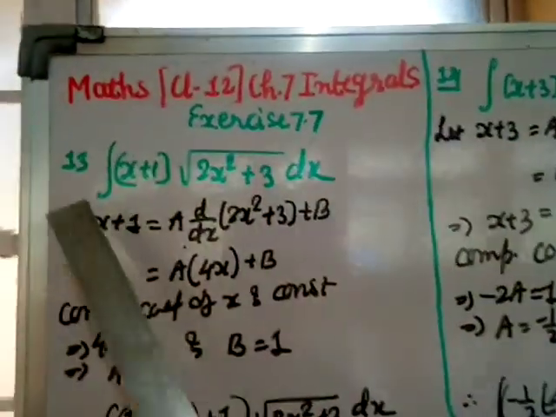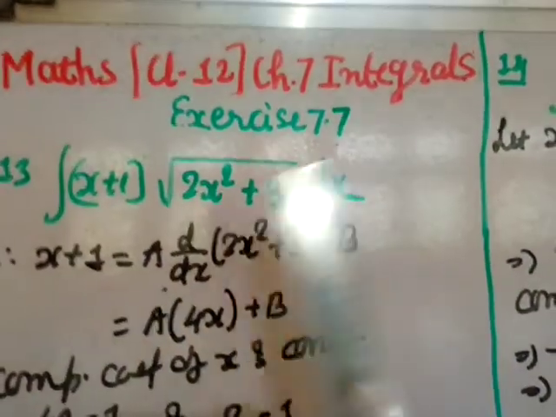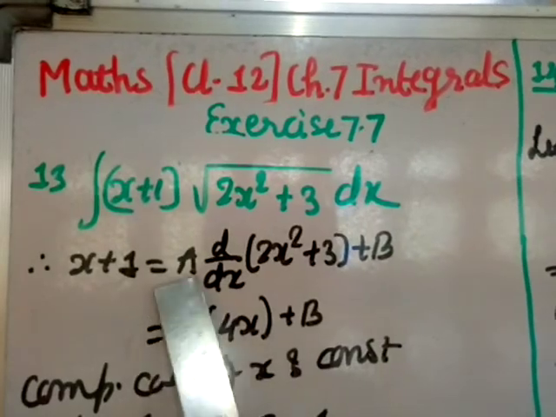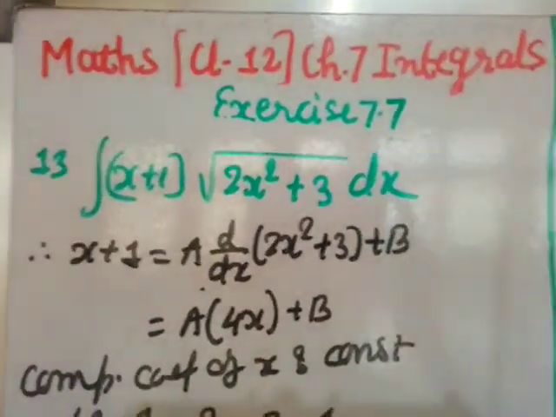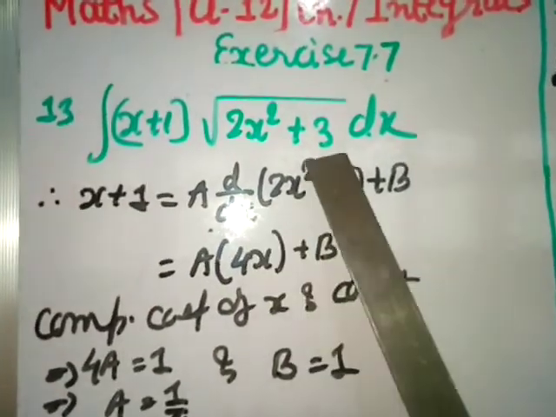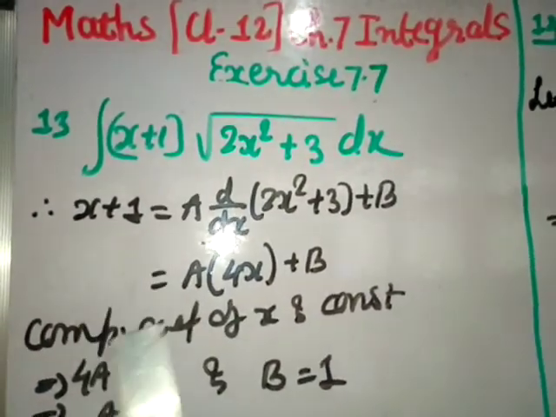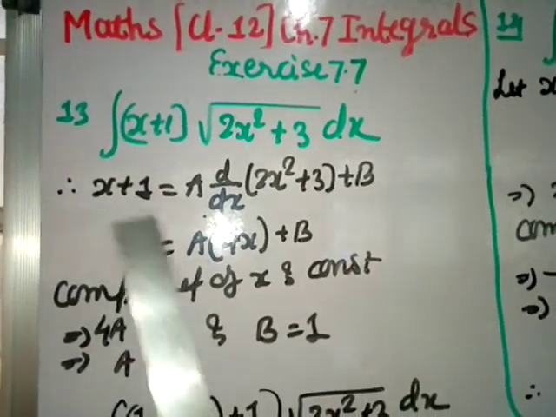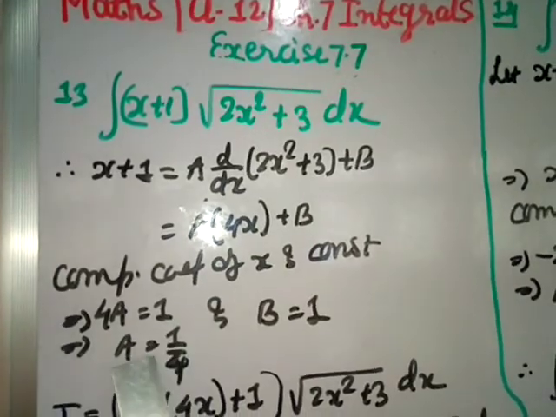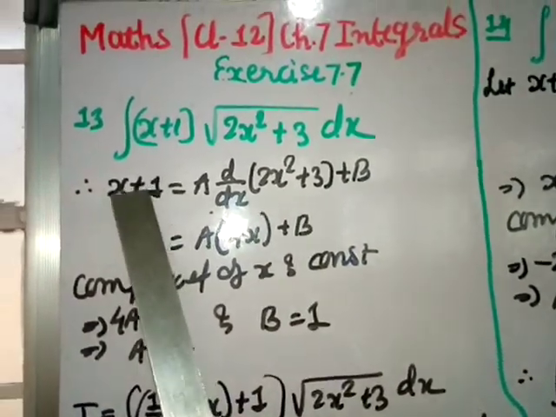Question number 13: the integral of (x plus 1) times square root of (2x square plus 3x) dx. Here also we go the same way. x plus 1 is equal to a times d by dx of (2x square plus 3x) plus b. So we differentiate: the derivative of 2x square is 4x, plus 3, so a times (4x plus 3) plus b. Compare the coefficient of x and the constant term. The coefficient of x is 4a on this side and 1 on the other, so 4a is equal to 1, so a is equal to 1 by 4. And for the constant, here 1 and here 3a plus b.